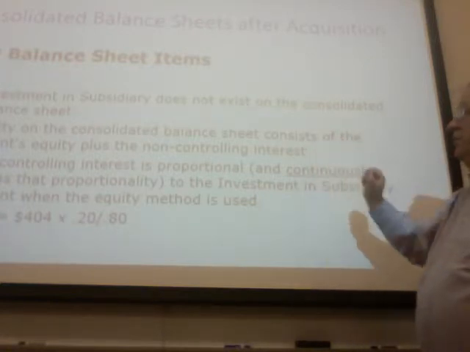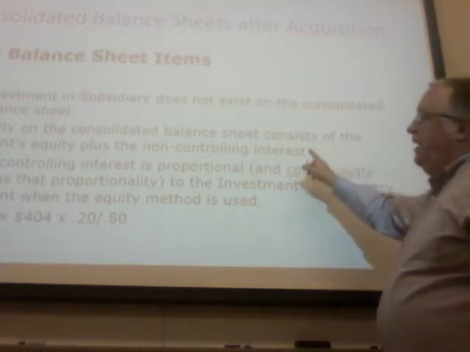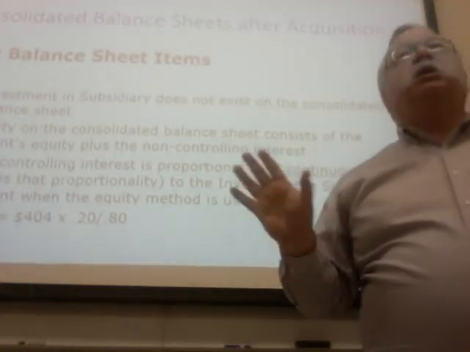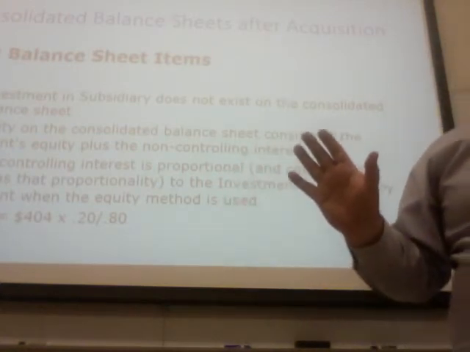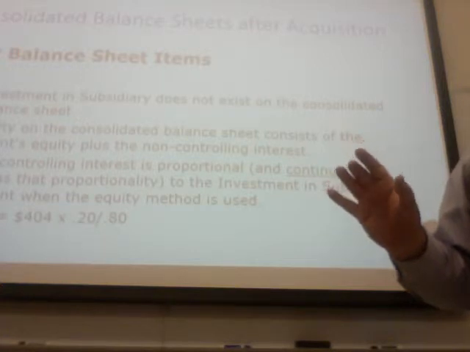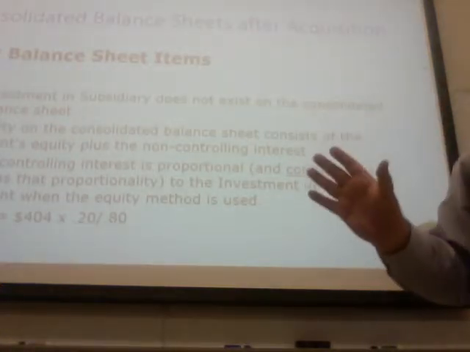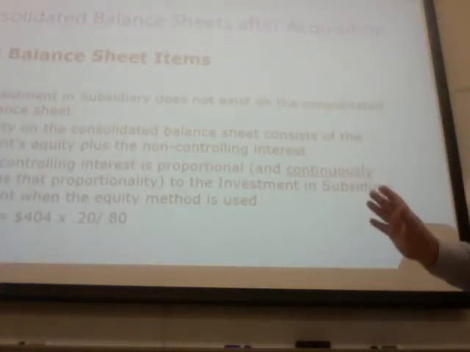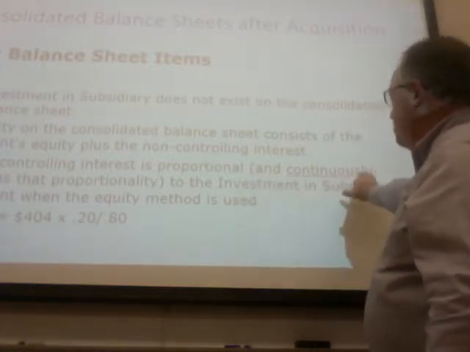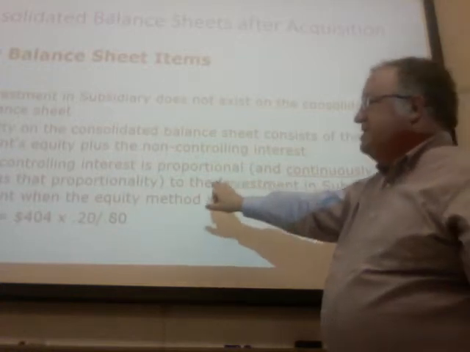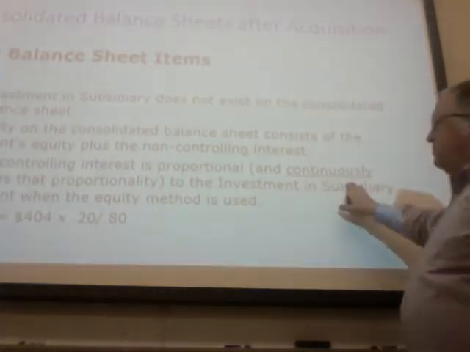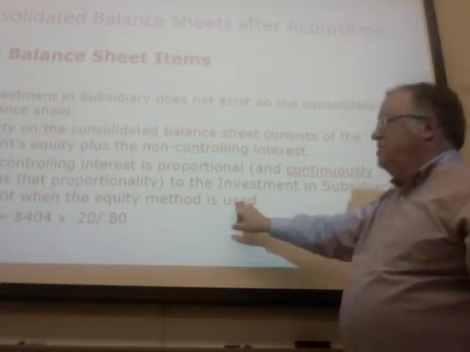Equity on the consolidated balance sheet consists of the parent's equity plus the non-controlling interest. The subsidiary's equity completely goes away. A little piece of it remains on there as a non-controlling interest, but our entry is to eliminate 100% of the subsidiary's equity accounts. The controlling interest is proportional, and it continuously retains that proportionality, in most cases, to the investment in subsidiary account when the equity method is used.